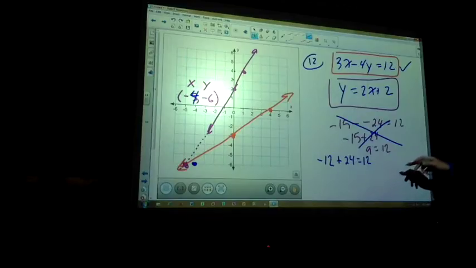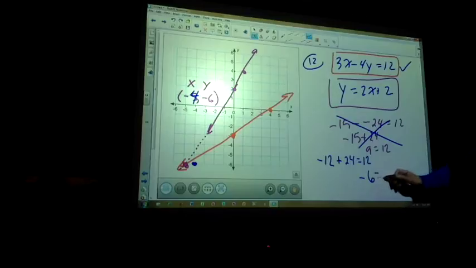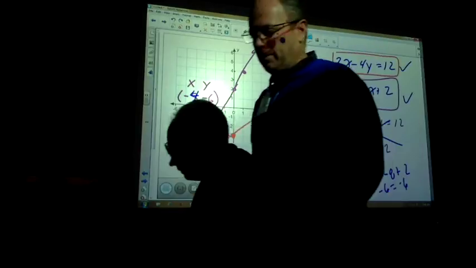Good job, Joseph. Yeah, baby. And then on this one, I got negative 6 equals 2 times negative 4, that's negative 8 plus 2. Negative 8 plus 2 is negative 6. Negative 6 is equal to negative 6. Awesome. So good job, Joseph. Negative 4, negative 6 is the answer. Good job, bub.